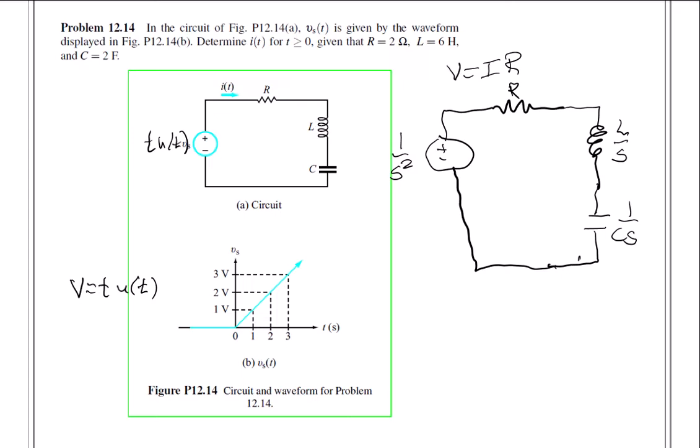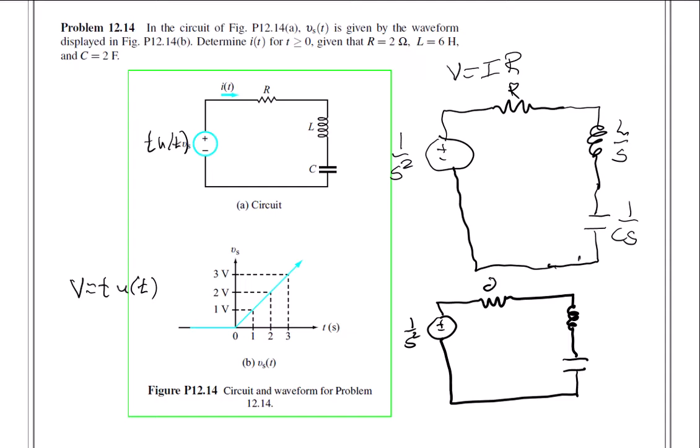Okay, and then in terms of numbers, that's 1 over S squared. And R is 2. And L is 6. Oh, did I write L over S? I think I was distracted by the cat. That's just LS. So that's 6S. And the capacitor is 1 over 2S.